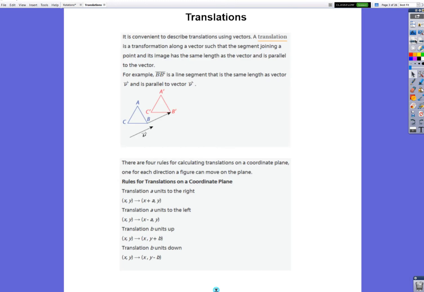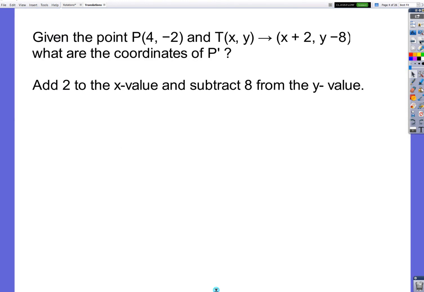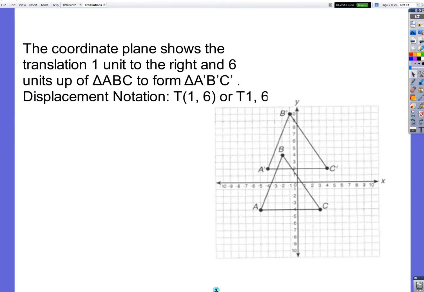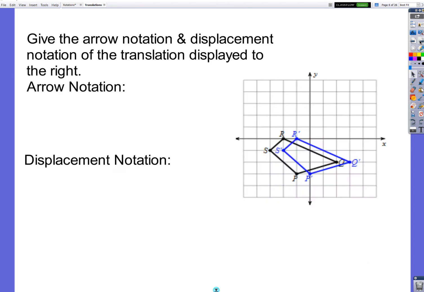Let's see. Did we get to the notes? We did the first one. We did the second one. Did we do this one here? We started. Okay, let's just start here.